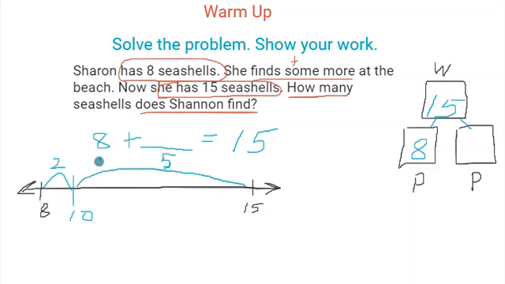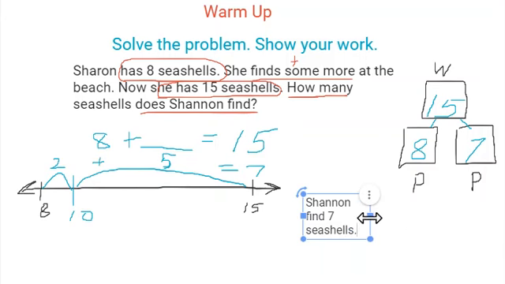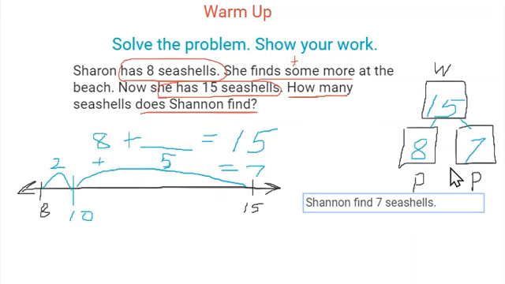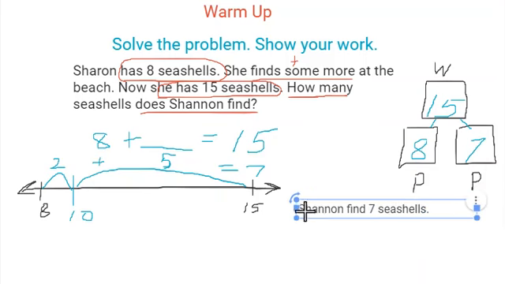Remember, we're adding these two numbers up, so 2 plus 5 is equal to 7. So over here, we would want to write out: Sharon finds 7 seashells. Remember, that's how we write out the answer. It's not just 7.